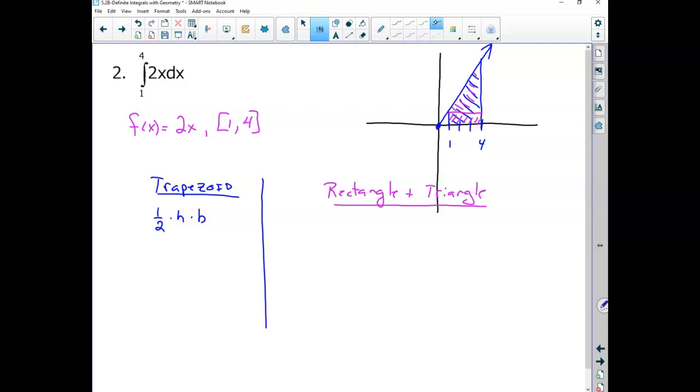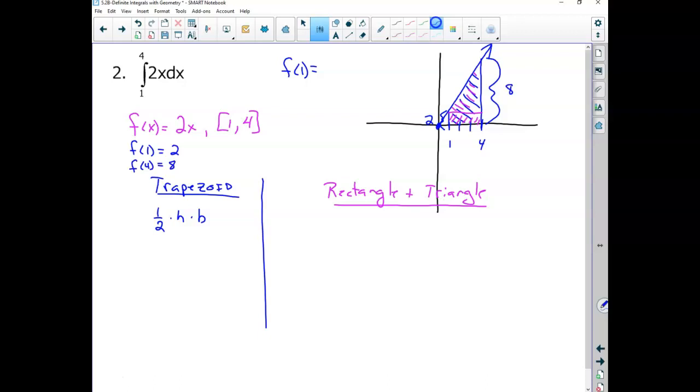Well, if I look at it as a trapezoid, okay, here is one of my bases, and here is my other base. How do I find out how tall they are? If I needed to find out how tall it is, I need to find out what f of 1 is. I should probably write it underneath here: f of 1 equals 2. So I know this is 2 units high there, and I need to know what f of 4 is. That's 2 times 4, it's 8. So this height over here is 8.